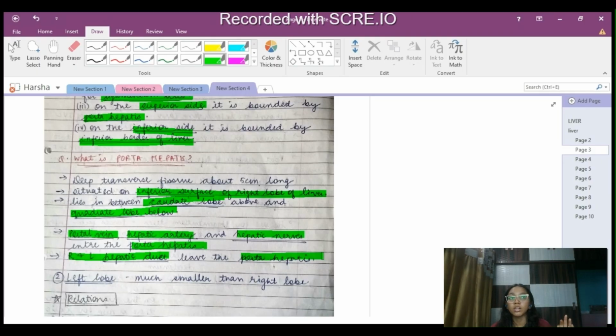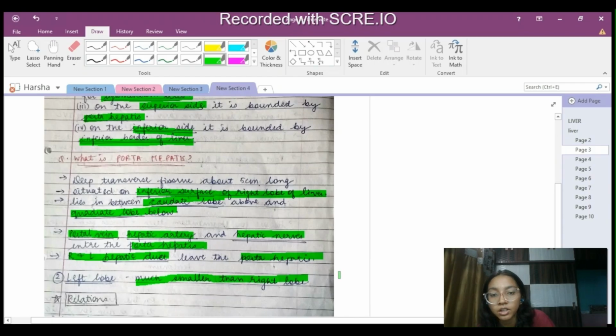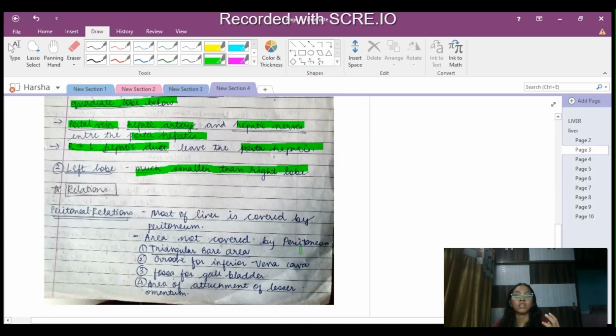This is all about the right lobe of the liver, while the left lobe is much smaller than the right lobe and does not harbor as many structures. This is about the basic external morphological features of the liver. The next topic, the peritoneal relations of the liver and its surfaces, will be covered in the next lecture. Thank you.